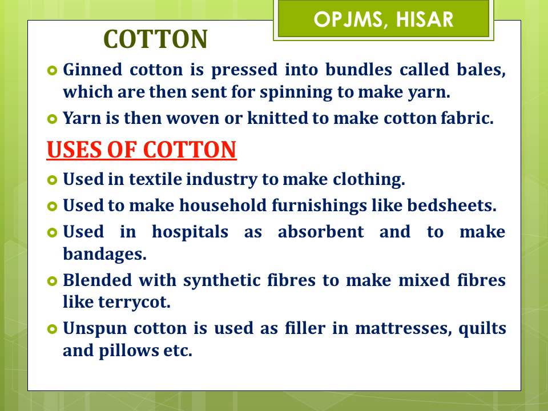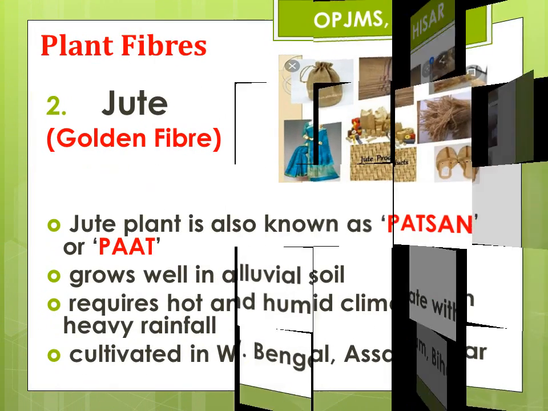Another use is that it is also used for making household furnishings like bed sheets, curtains, etc. Being a good absorbent, it is used in hospitals to make bandages, etc. Not only that, being a very strong fiber, cotton is blended with some synthetic fibers to make mixed fibers like terracotta, etc. Unspun cotton is also used as a filler in mattresses, quilts, pillows, etc.